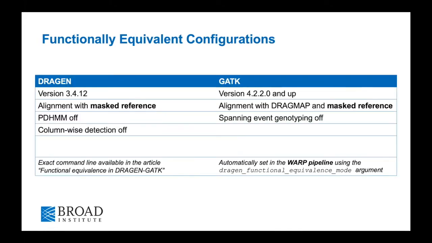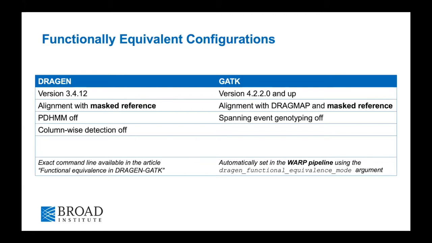And this is probably the slide that most of you have been waiting for in this context, which is what configurations of DRAGEN and GATK are functionally equivalent. We are constantly working to improve compatibility between DRAGEN and GATK. However, at this moment, there are still a few features that are implemented on the GATK side and not yet on the DRAGEN side, and vice versa. So on both sides, we need to turn certain features off and make sure that we use a configuration that actually does produce functionally equivalent results.